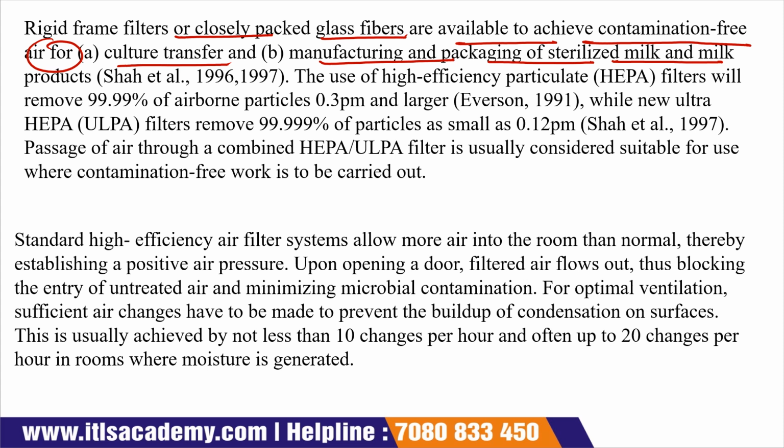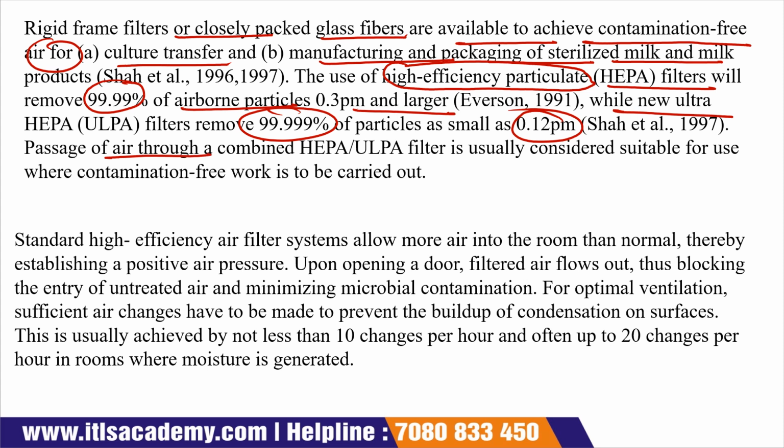So for this purpose, we use a high efficiency particulate air filter, that is the HEPA filter, so that it can remove around 99.99% of airborne particles 0.3 µm and larger, while the new ultra HEPA, that is the ULPA filter, will remove around 99.999% of particles as small as 0.12 µm. Passage of air through a combined HEPA or ULPA filter is usually considered suitable for use where contamination-free work is to be carried out.